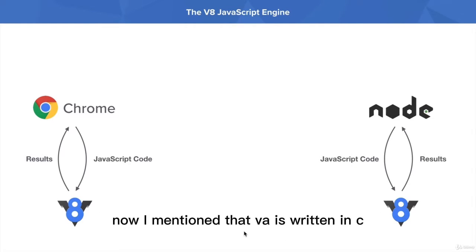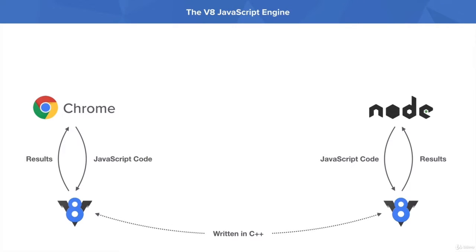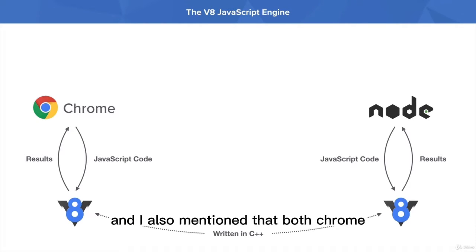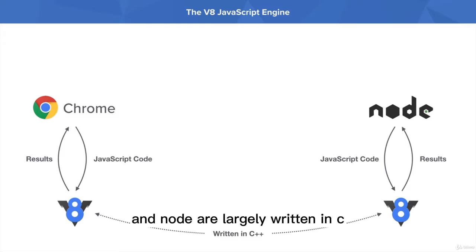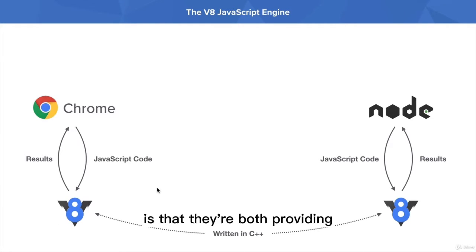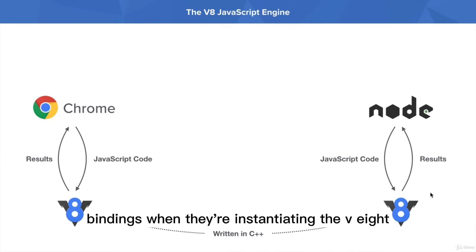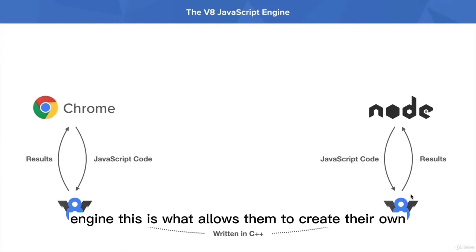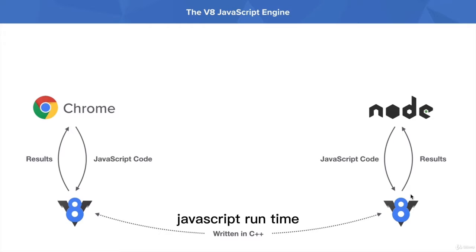Now, I mentioned that V8 is written in C++, and I also mentioned that both Chrome and Node are largely written in C++, and once again, that's no coincidence. The reason that both Chrome and Node use so much C++ is that they're both providing bindings when they're instantiating the V8 engine. This is what allows them to create their own JavaScript runtime with interesting and novel features.